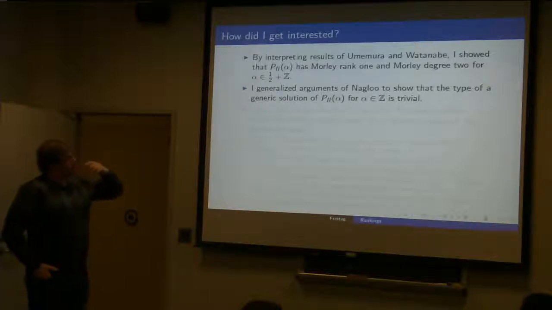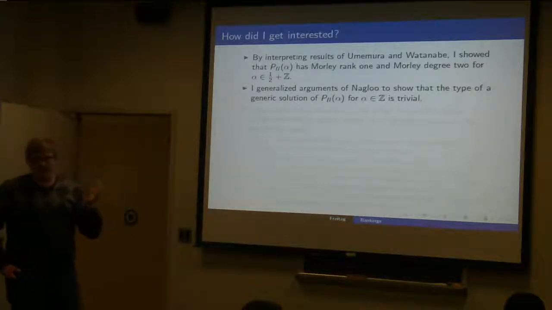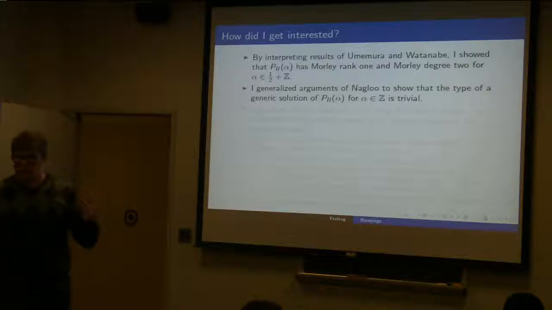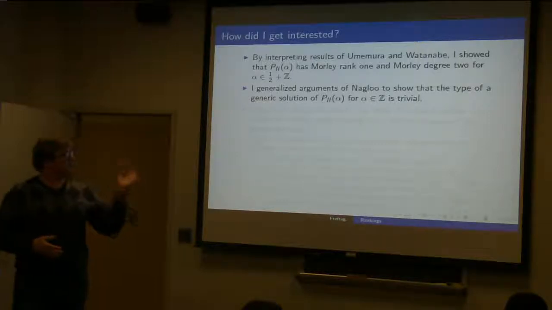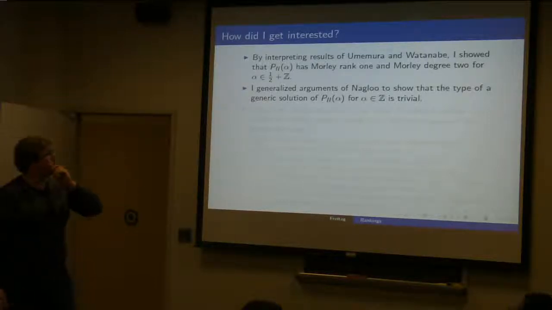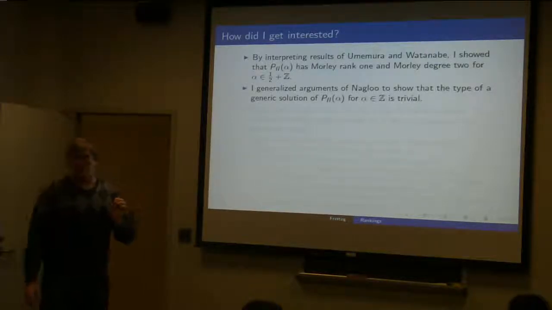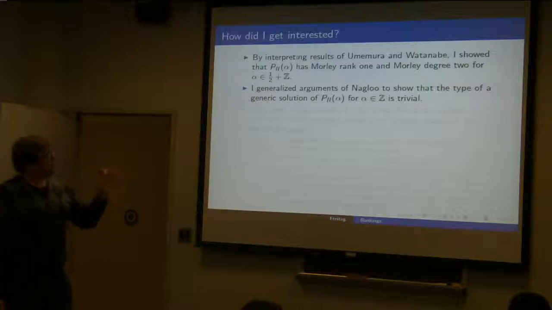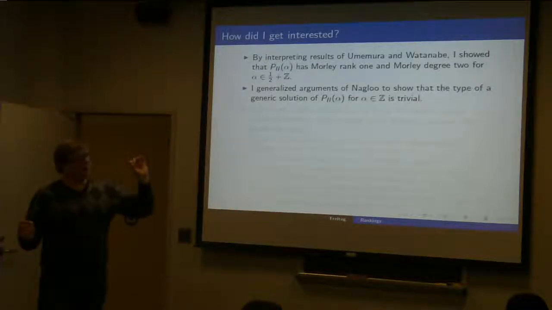So I was able to generalize some arguments of Rani's to show that the generic type there is trivial. Remember, when alpha is transcendental, they know something even stronger. They know what model theorists call disintegratedness. And Rani proved for all alpha, I'm sorry, that should be 1/2 plus Z, I omitted the 1/2, my fault. So Rani had proved for all alpha not in 1/2 plus Z, it's a trivial equation, geometrically trivial.